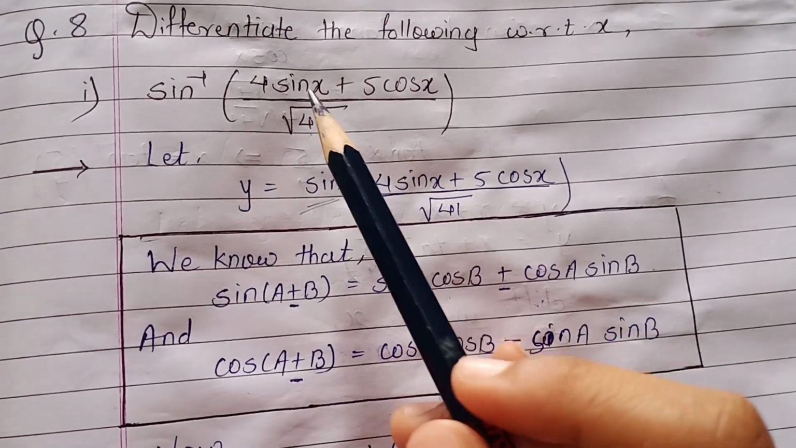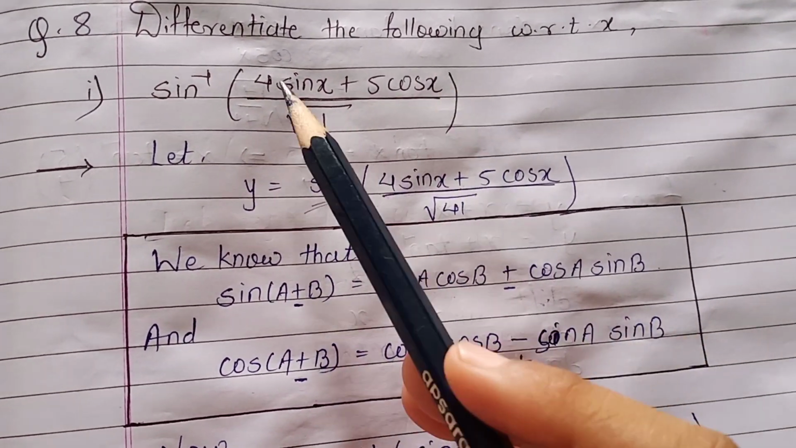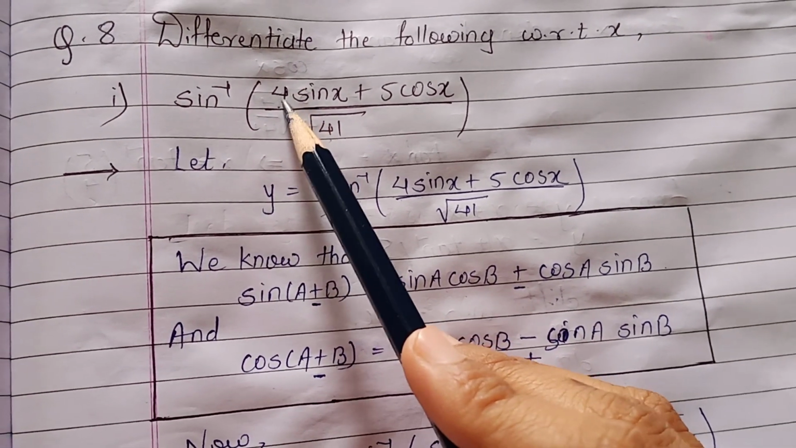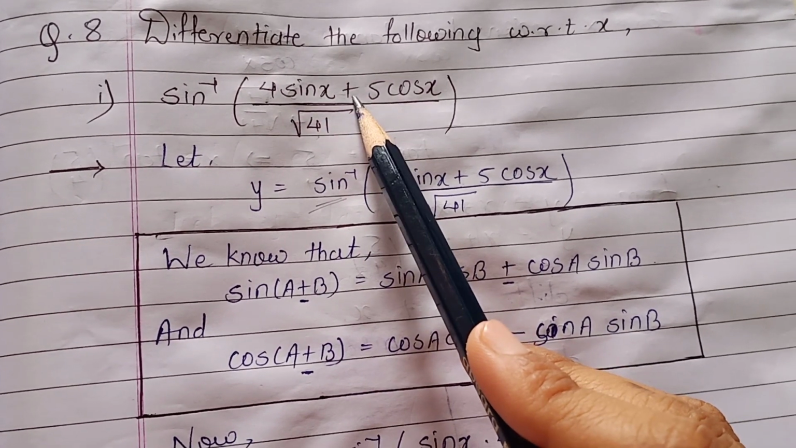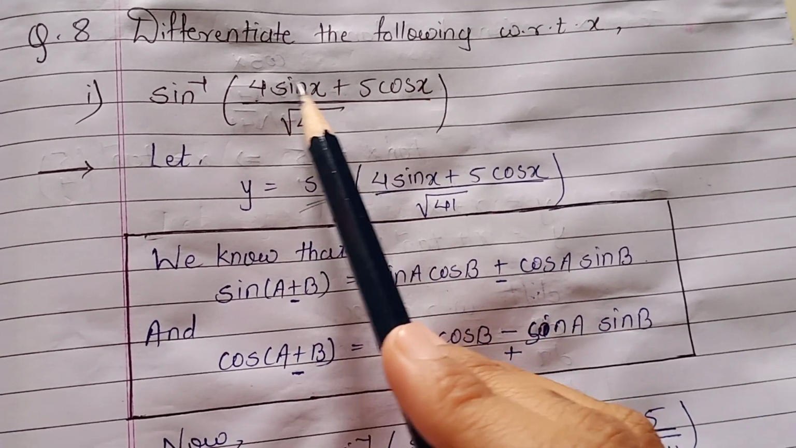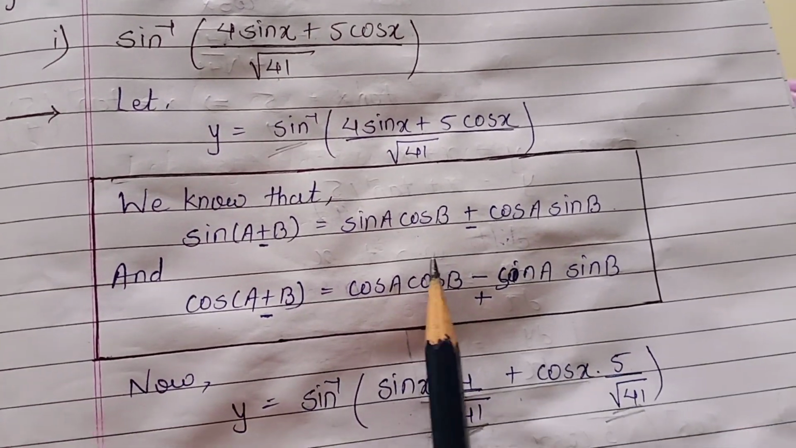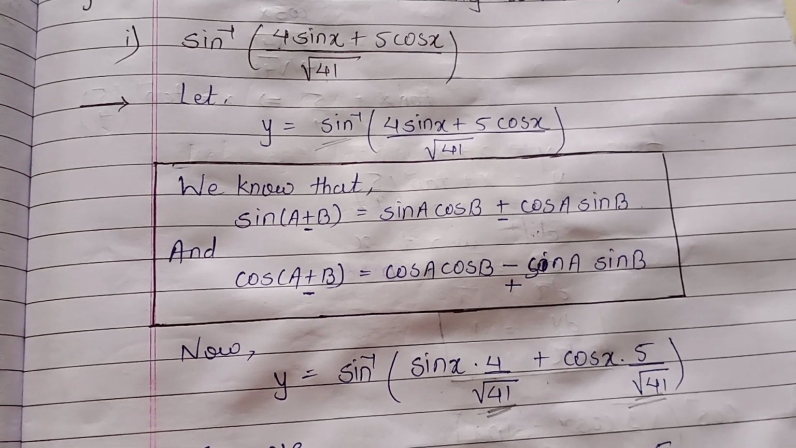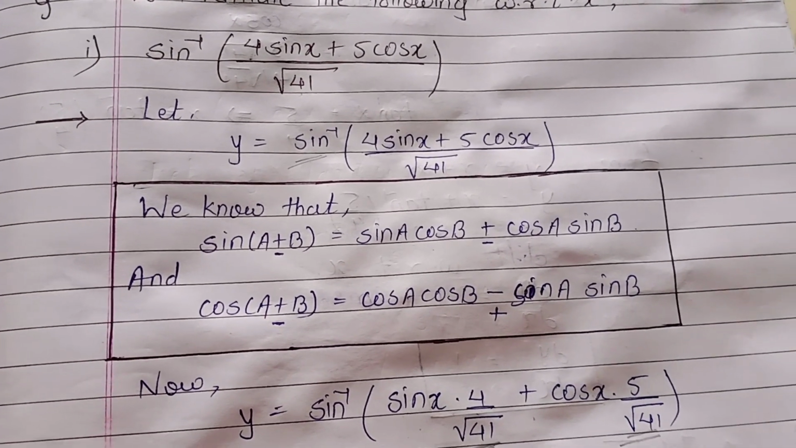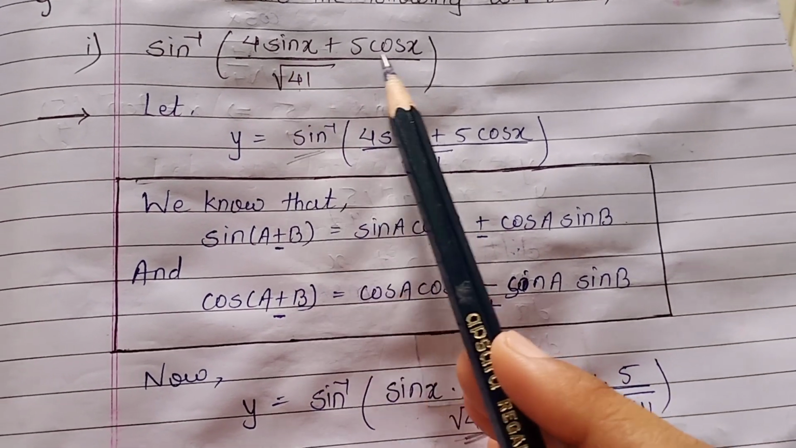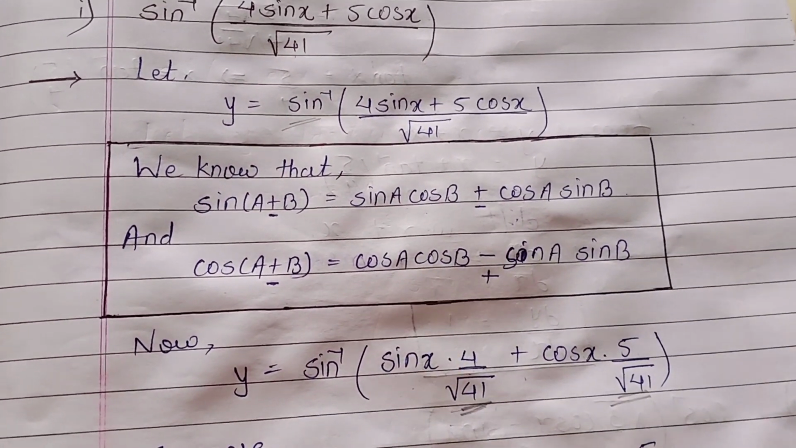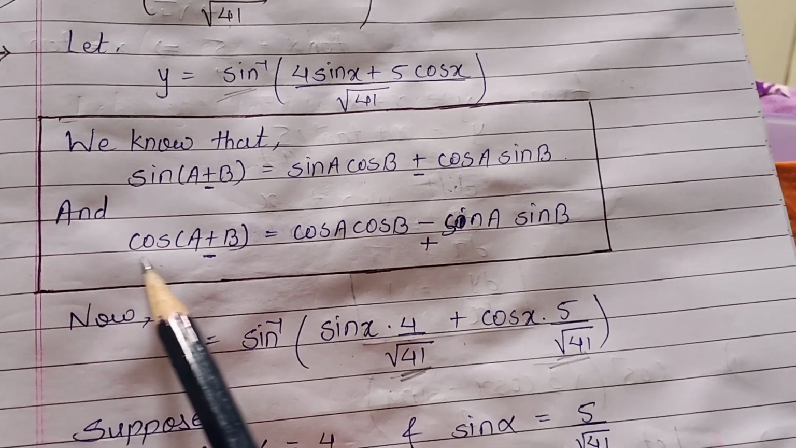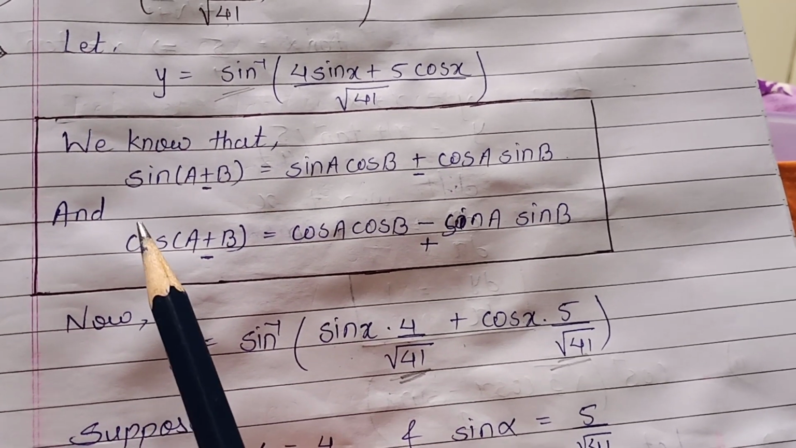Now, if you observe the numerator, you will see a combination of a number and sin x, likewise plus 5 cos x. I mean there is some pattern. If you remember the formulas of sine of a plus b, sine of a minus b, similarly cos of a plus b and cos of a minus b, then you will recognize this pattern quickly. Now we'll quickly revise those formulas here. This is for our understanding, no need to write in exams, but you have to remember them.